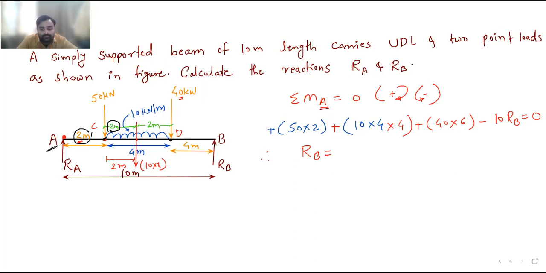Now if you solve this, you will get the value of RB and let me know the answer. What is the answer? 34. 15 into 200, 10 into 4 is 40, 40 into 4 is 160, 260, 260 plus 240. It is 500. Check the answer once again. RB is equal to 50 kilonewton.